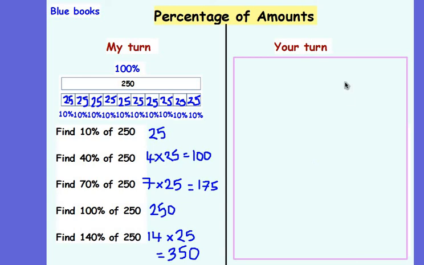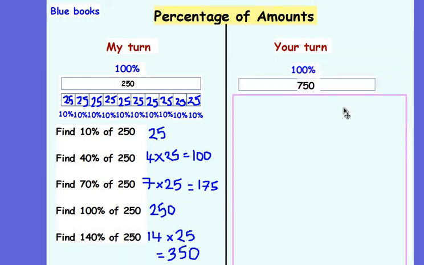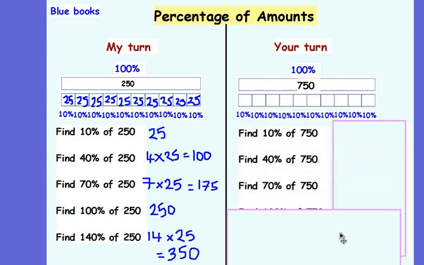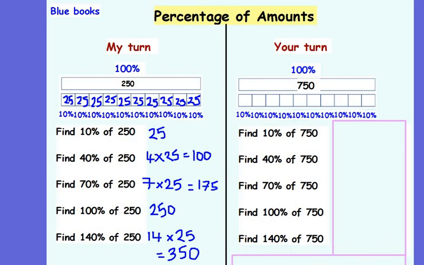In your dark blue books, can you pause the video for 5 minutes and copy and complete this bar model for 750, and then find 10%, 40%, 70%, 100% and 140% of 750. Pause the video and have a go at that now, please.